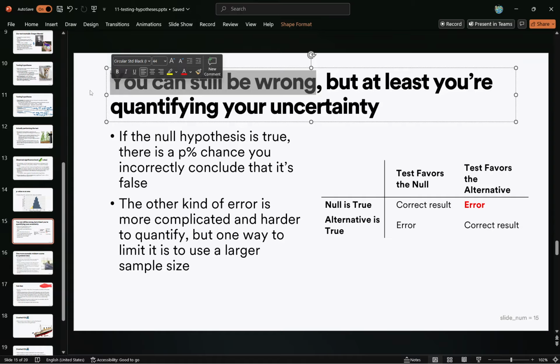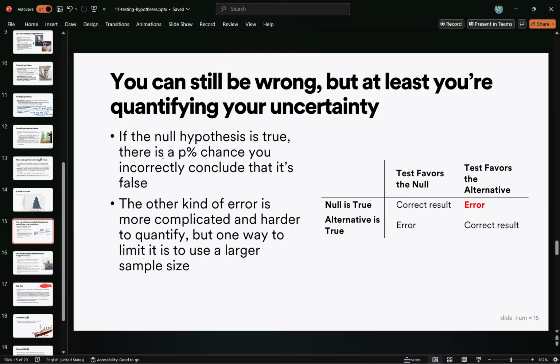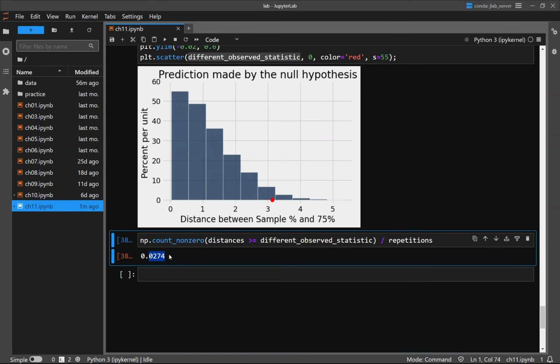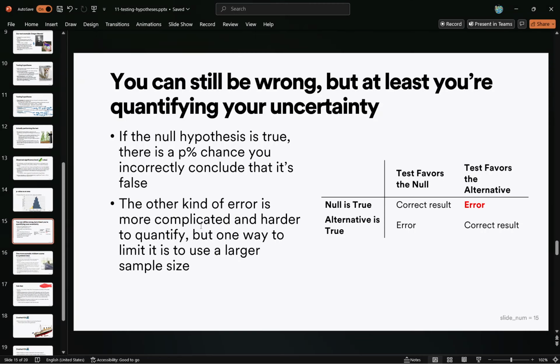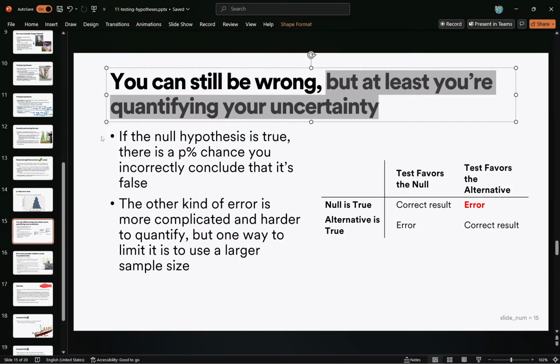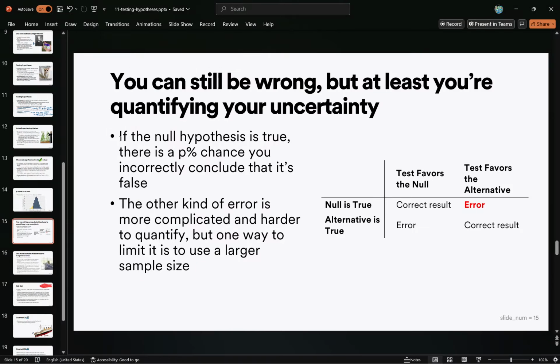You can still be wrong if you conclude something because you saw a very small p-value, like you saw that there was a 2.74% chance that the model predicted this thing, and you conclude the model is wrong. That's also telling you how often you're wrong when you do that. At least you're quantifying that you could be wrong. So let's say your model was good, if the null hypothesis was true, that means the model is fine. The model is correct.